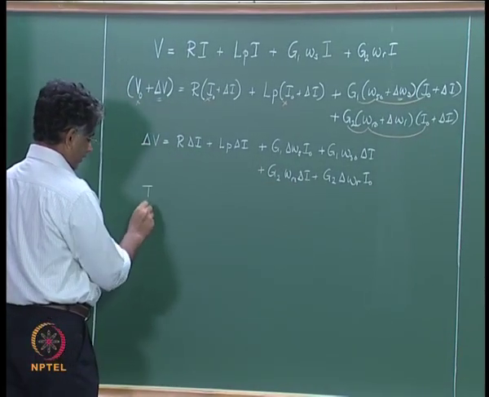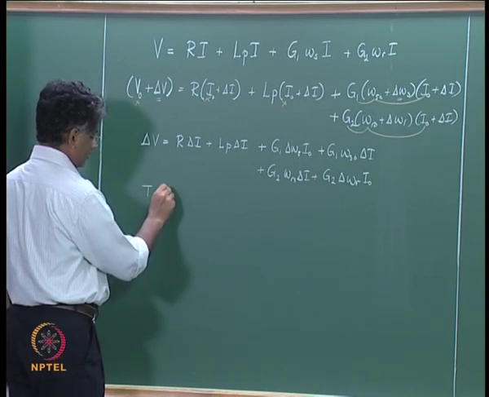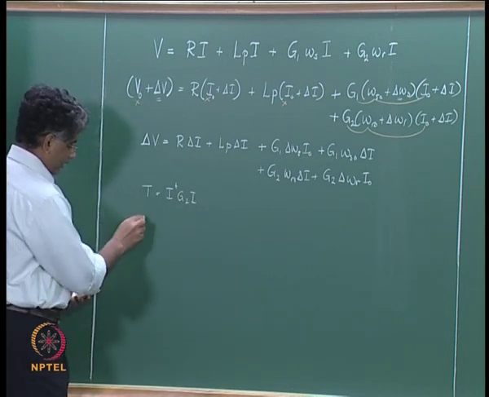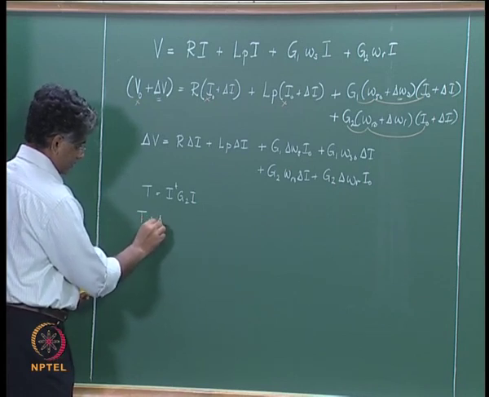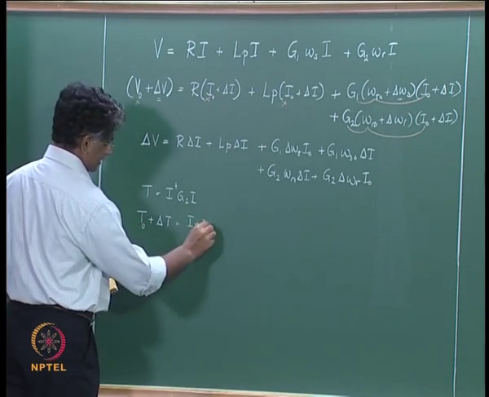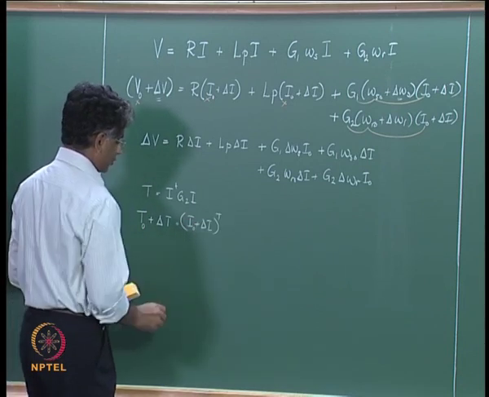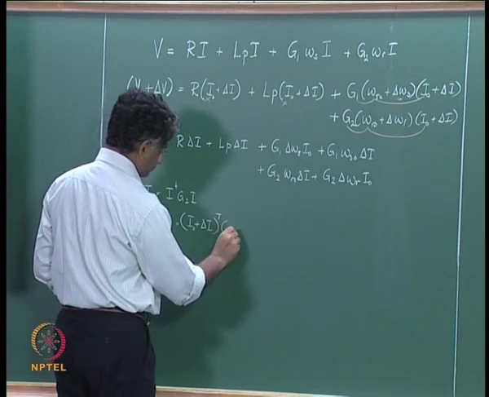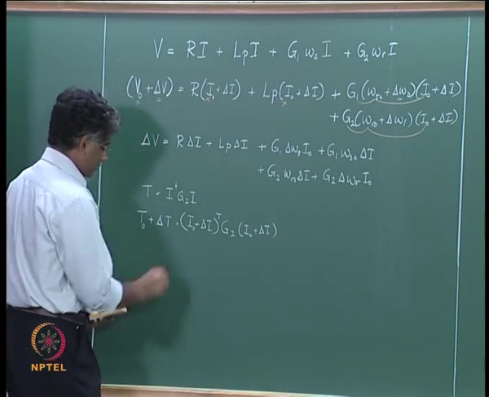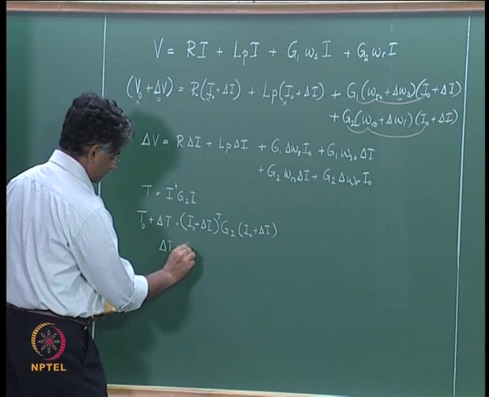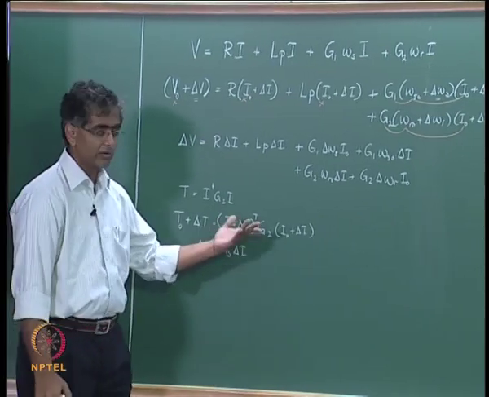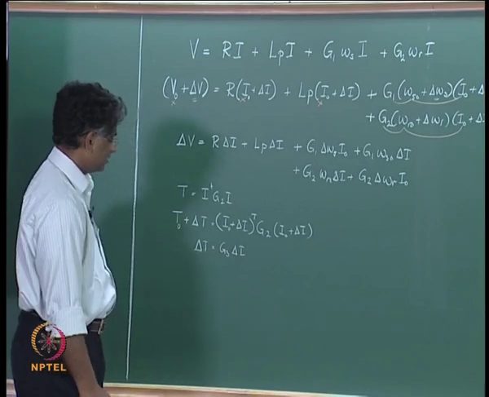Apart from this, you have torque equal to I transpose into G 2 into I, and therefore, in order to get the disturbed values, you could say T naught plus delta T is I naught plus delta I transpose into G 2 into I naught plus delta I, and one can therefore write delta T as being, let us say, G 3 into delta I. So, this expression would be dependent on delta I terms. So, we write it as some matrix G 3 into delta I.